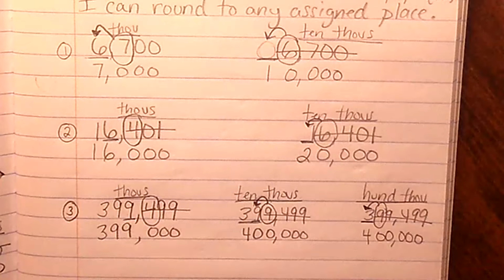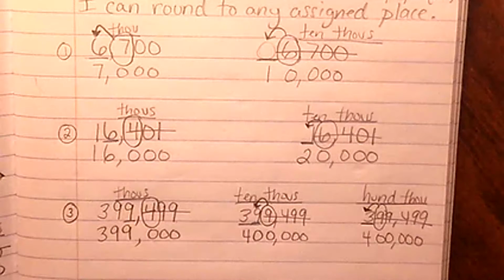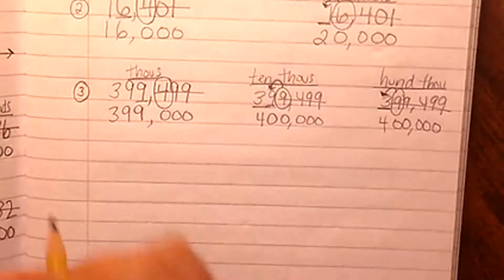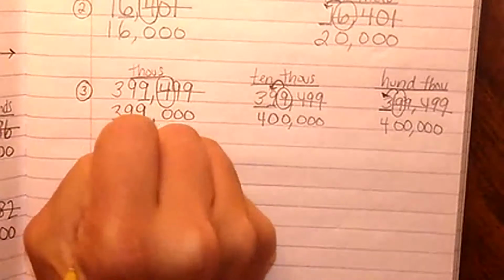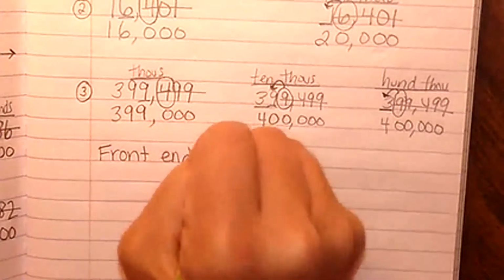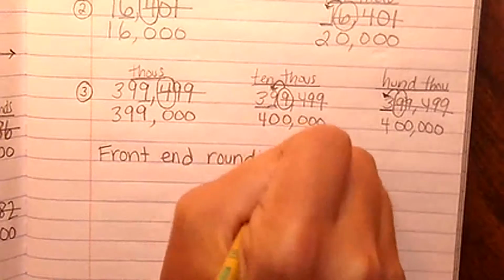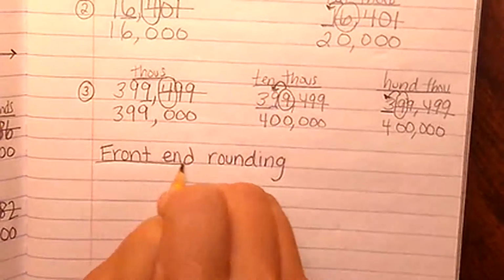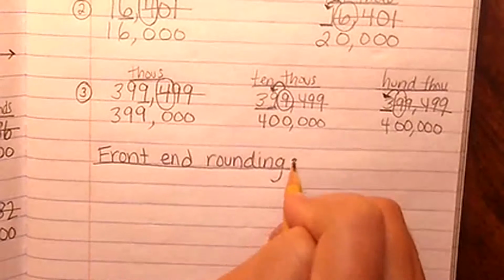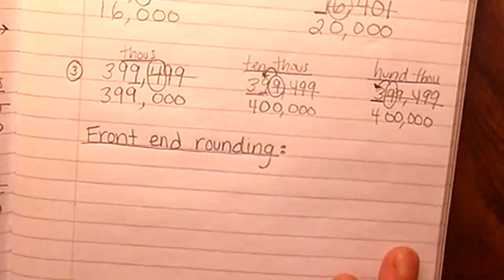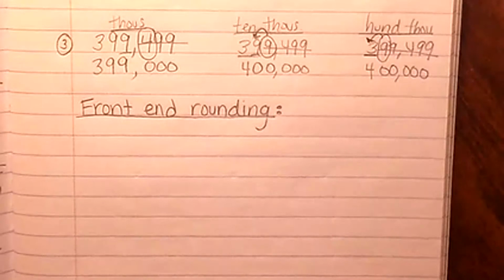Now, the one other thing I wanted to make sure that I mentioned today is that sometimes it doesn't tell you exactly where to round. It'll give you a question, but not tell you which place to round to. It won't tell you, should I round to the 10,000s or the 100,000s? It doesn't say. So in that case, we have to use what's called front end rounding. Please write this down. Front end rounding. What front end rounding means is if you don't know where to round to, you round to the number in the front.